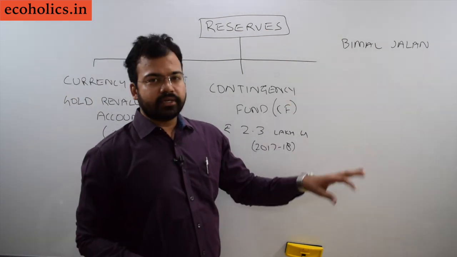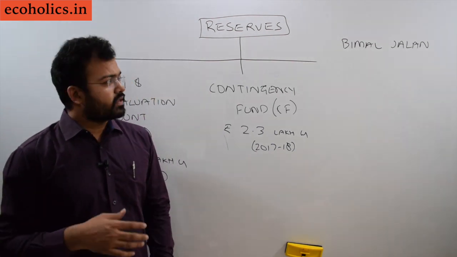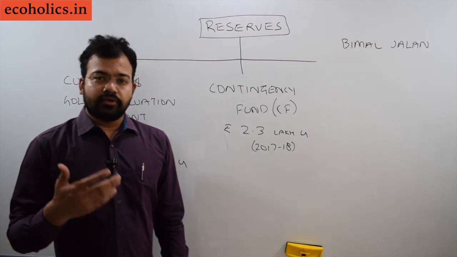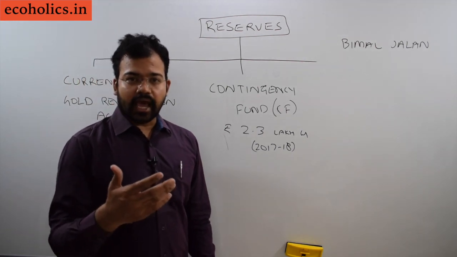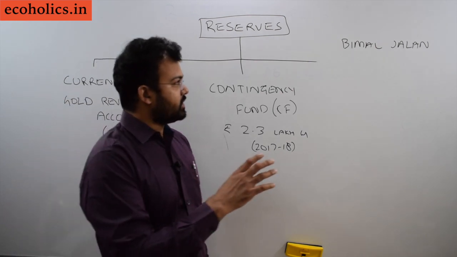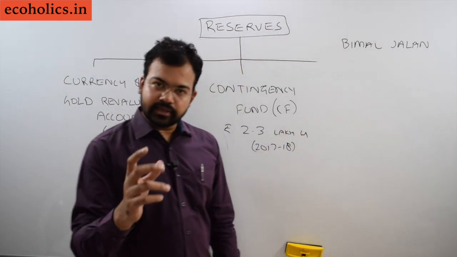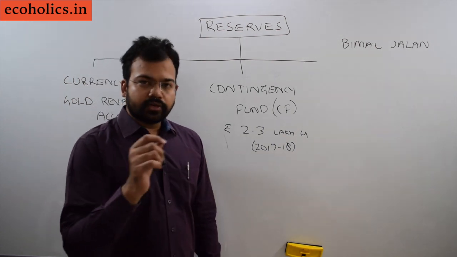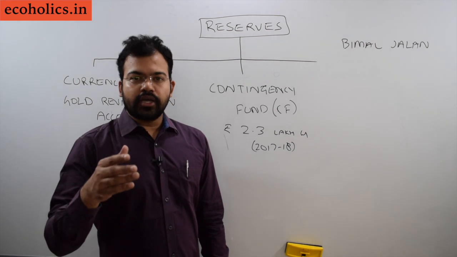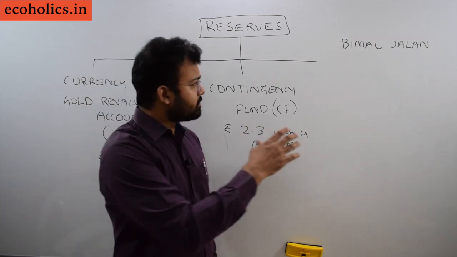Now this Jalan committee, as it is informally known, formally the name of this committee is Expert Committee to Review RBI's Extant Economic Capital Framework. This is the full name of this committee. Again, I'm repeating, the name is very important. This is the name of the committee.